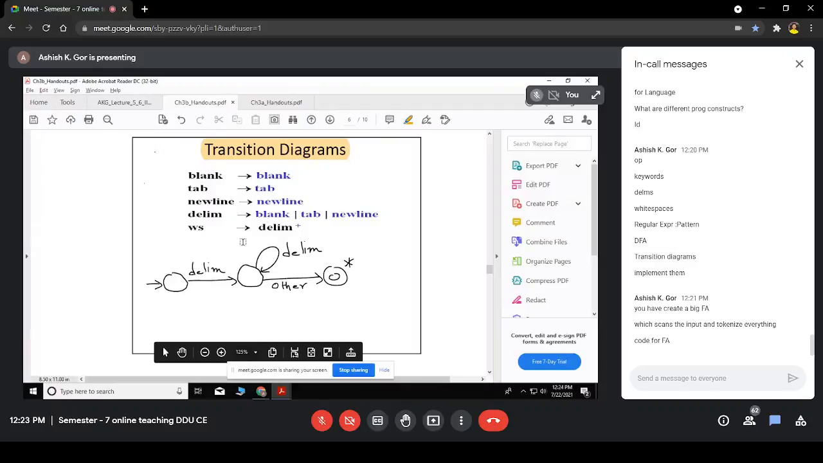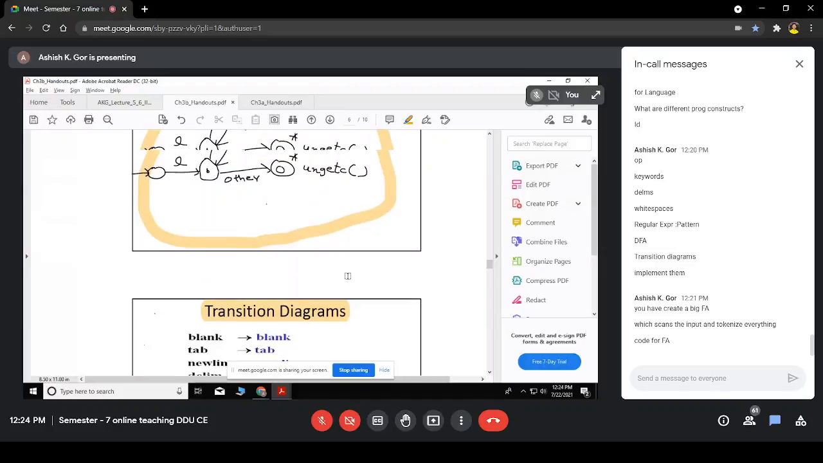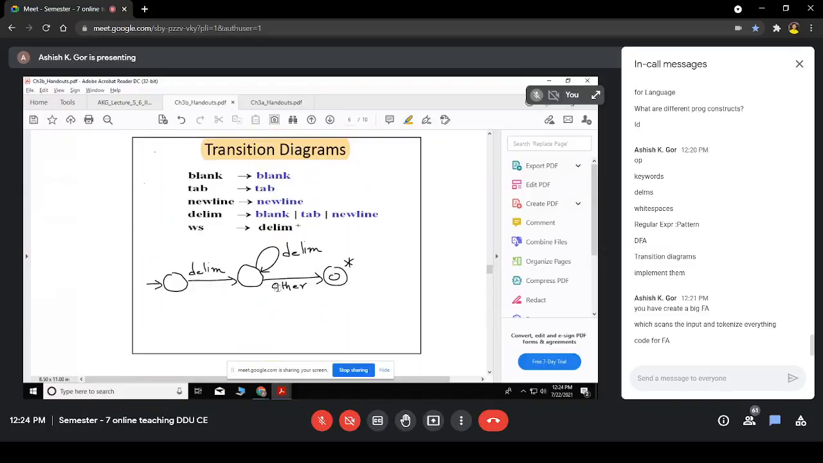In the same way, what is the transition diagram for white space? It could be blank or tab or new line followed by blank or tab or new line. Once you get another symbol, you will be in the accepting state. This double circle means accepting state. You will do unget C here, right? That is your choice. You have to of course do unget C, because you have already started scanning the next character other than the white space. The delim here is blank or tab or newline.